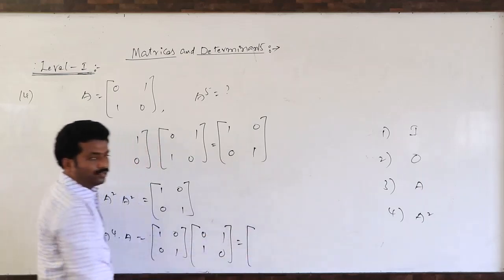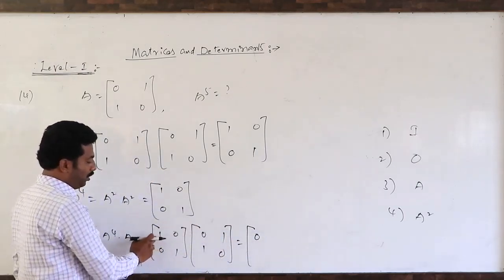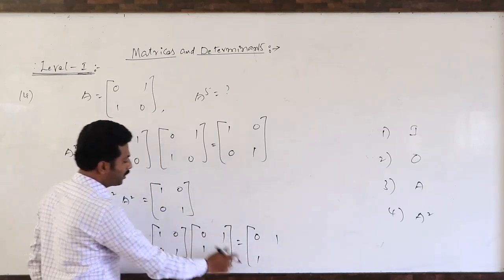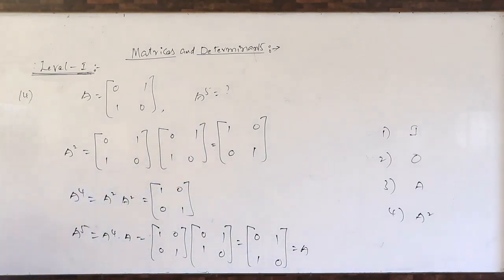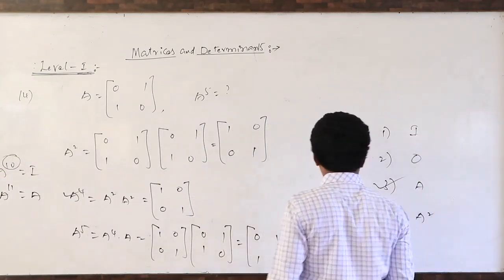So if we multiply these two, see, first row, first column, 0. First row, second column, 1. Second row, first column, 1. Second row, second column, 0. So clearly again we got A matrix. Means A square identity matrix, A power 4 also identity matrix. A power 10 means identity, means power is even number means identity. Odd means A only we will get. So which one we have to identify? A power 5 nothing but A only we have to write.